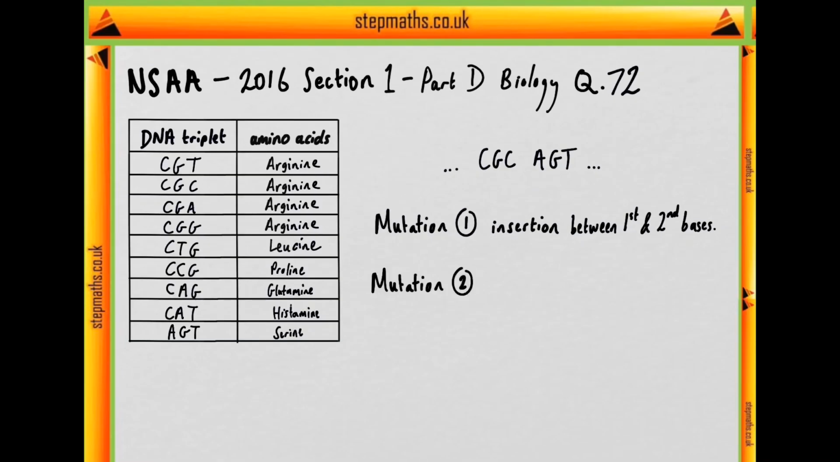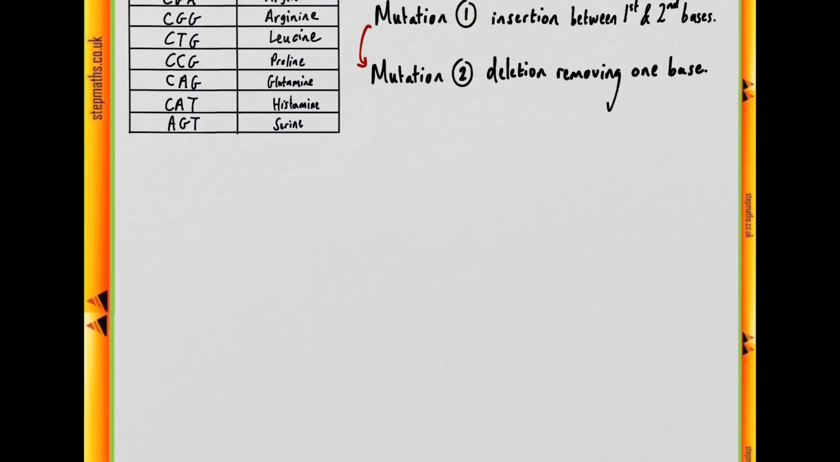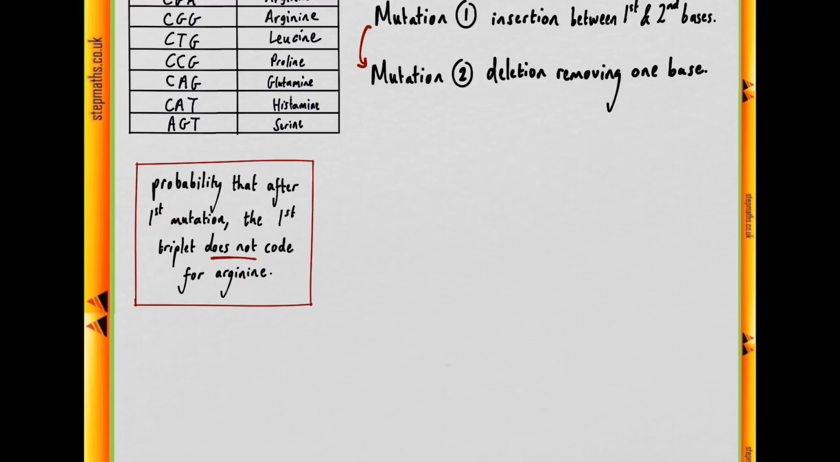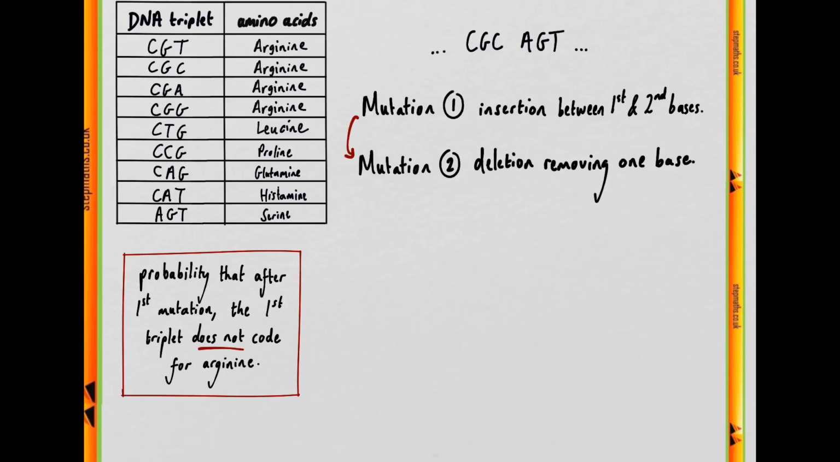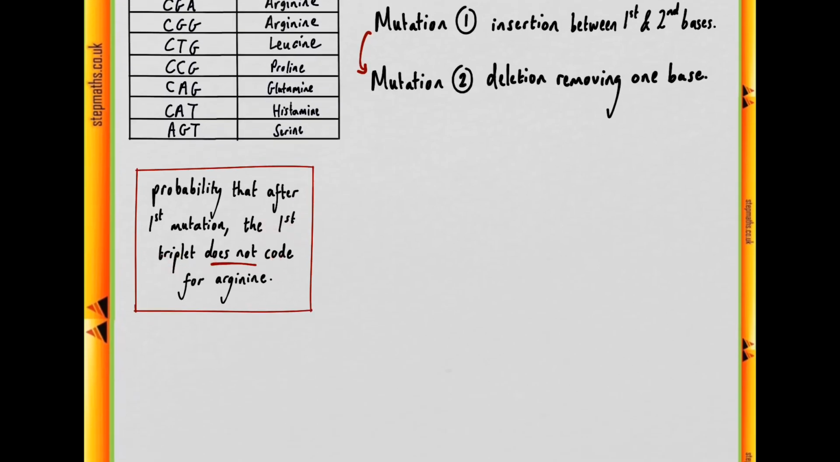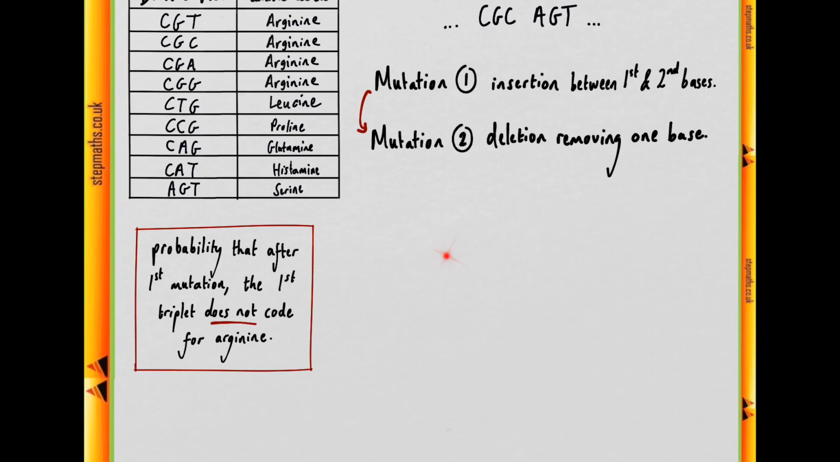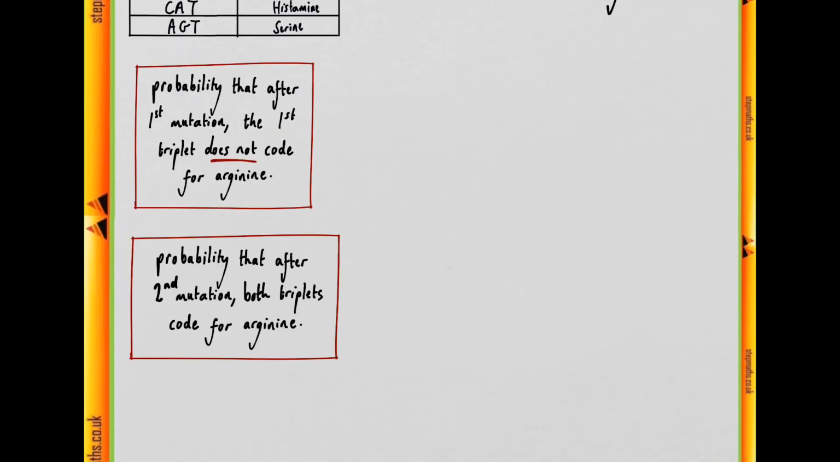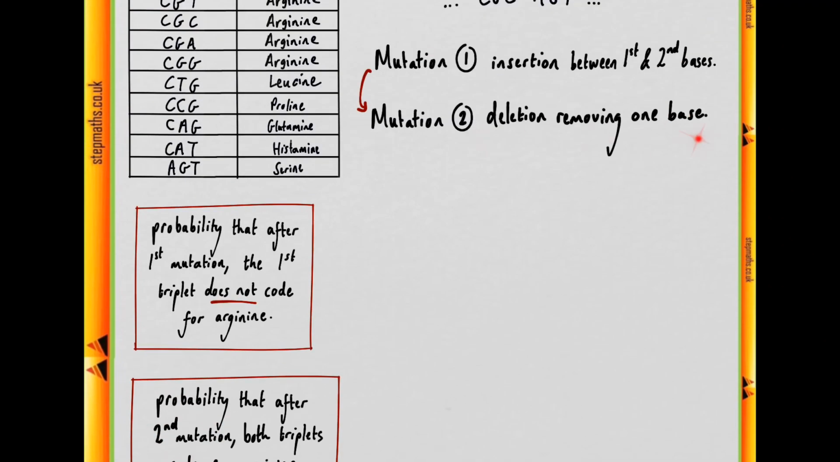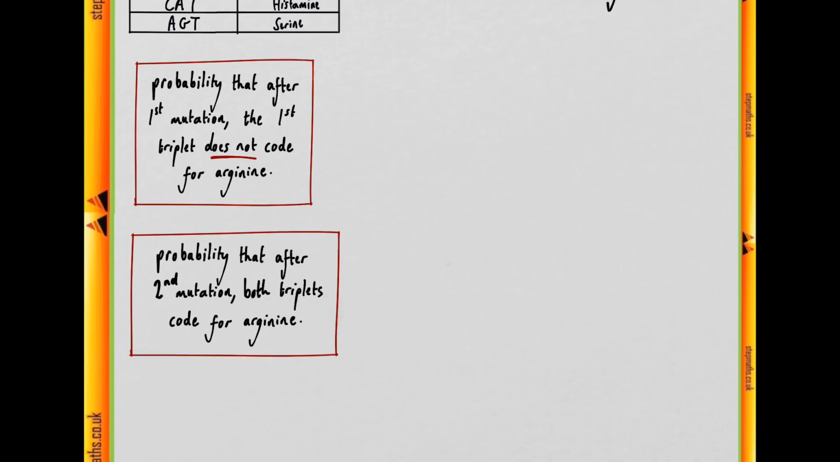The second mutation, which will come after the first mutation, is a deletion that removes one base from the sequence. Okay, bearing that in mind, assuming that this DNA is part of a longer sequence coding for a protein and that no other mutations are occurring, we're asked the probabilities of two individual occurrences. Firstly, the probability that after the first mutation, i.e. the mutation of insertion between bases 1 and 2, the first triplet does not code for arginine. Okay, well, the second probability we have to think about is the probability that after the second mutation, i.e. the deletion of one base from the entire sequence, both triplets code for arginine.